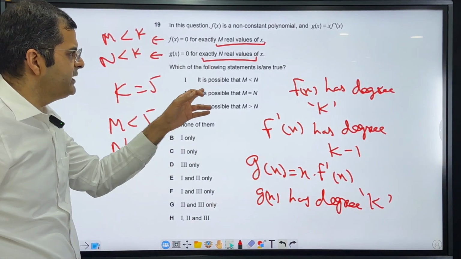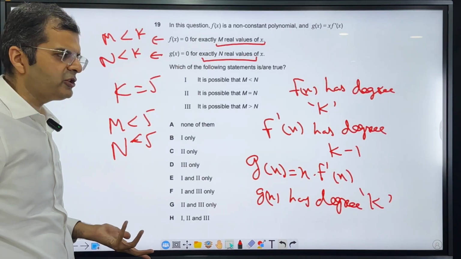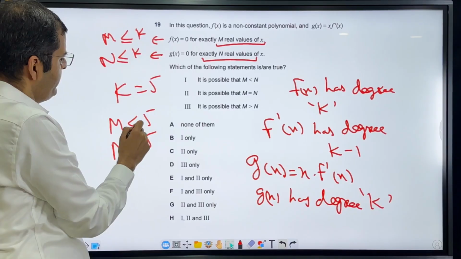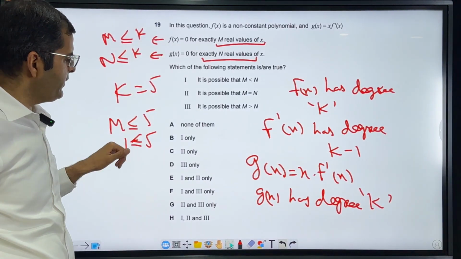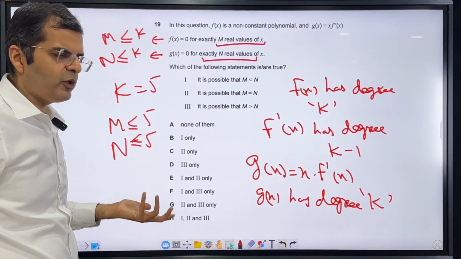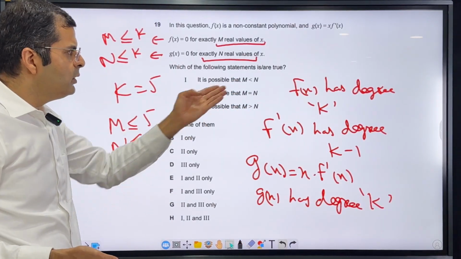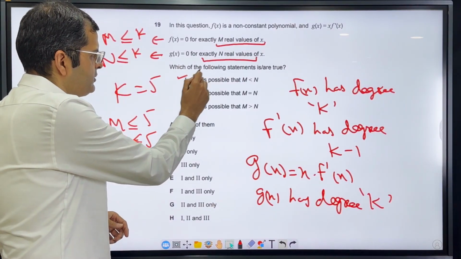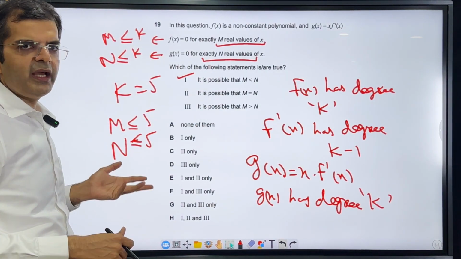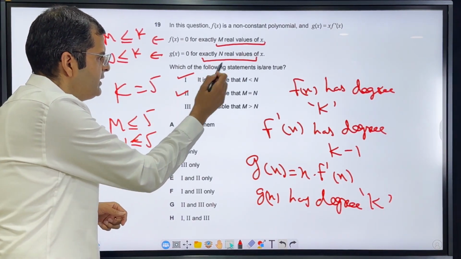Now if I look at option, is it possible that m is less than n? It is possible. I can have less than or equal to, not just less than k. So m is less than or equal to 5, n is less than or equal to 5. So is it possible that m is less than n? Yes, it is possible. n can be 4, m can be 2. So 1 is possible. Is it possible that m equal to n? It can be possible. m and n both can be equal to 5 and 5. So again it is possible.